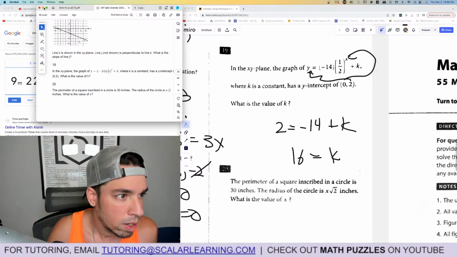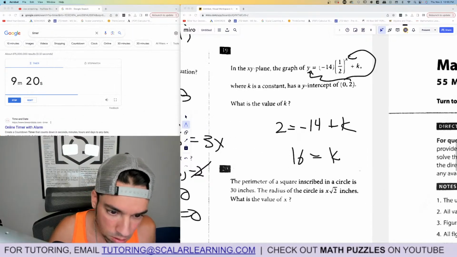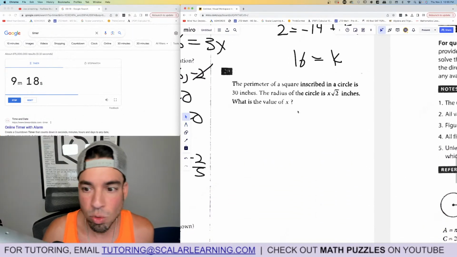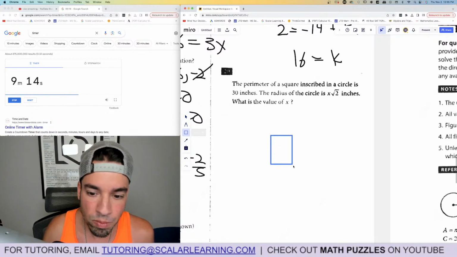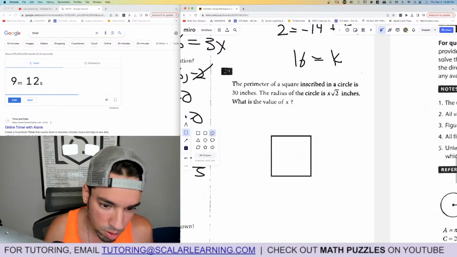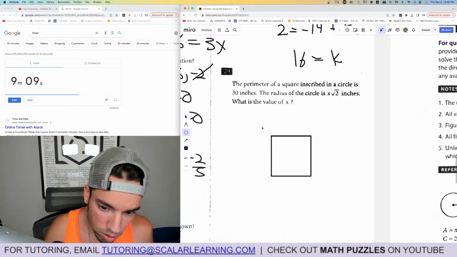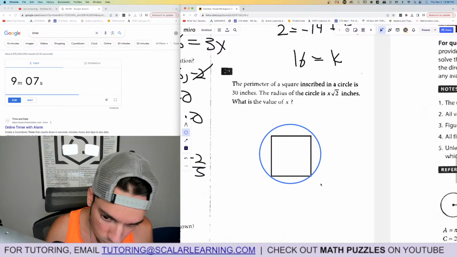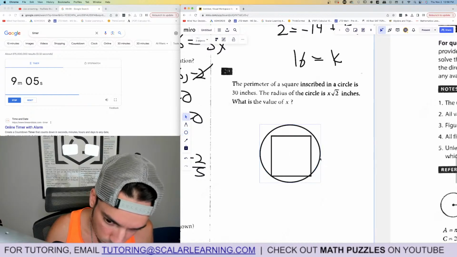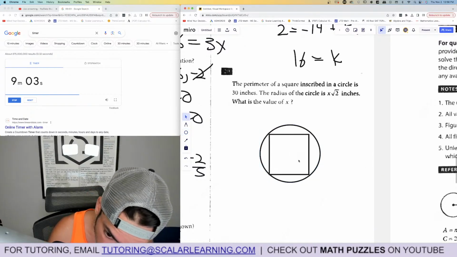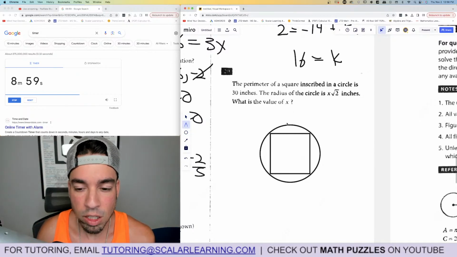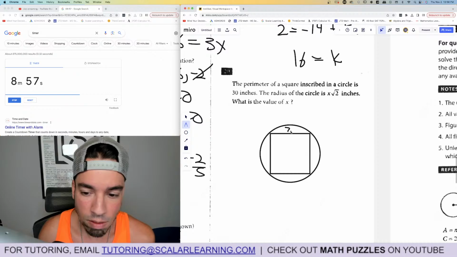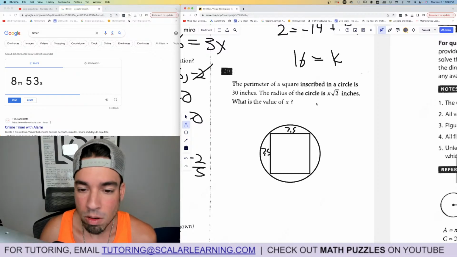Okay. And last but not least, the perimeter of a square inscribed in a circle is 30 inches. Perimeter of a square, let's draw it out. A square inscribed in a circle, meaning it's within it, right? Let's see if we can get it as good as we can. Hold on. It's good enough. The perimeter is 30 inches. That means each side is 7.5, right? 30 divided by 4.